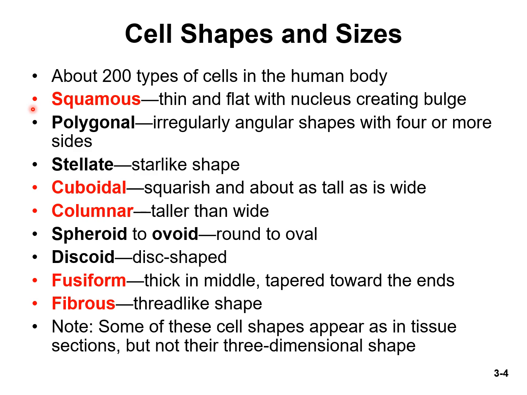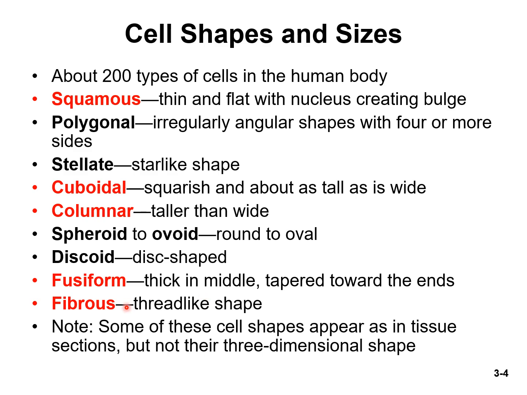We're going to look at different cell shapes. Squamous is thin and flat. The definition of squamous is that it's wider than it is tall. Polygons look like a polygon. Stellates look like a star. Another one is cuboid. It is as wide as it is tall, so it's squarish, maybe even rounded on the corners. Columnar is taller than it is wide, so it looks like a column. Spheroid or ovoid are just round or oval. Discoid is disc-shaped. Fusiform is thick in the middle and tapered at the ends. Fibrous looks like little strings.